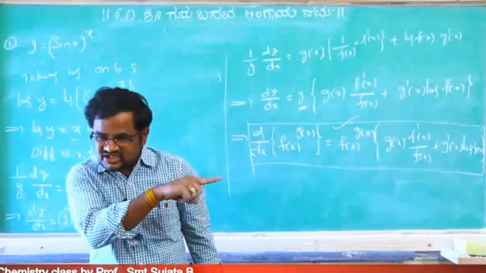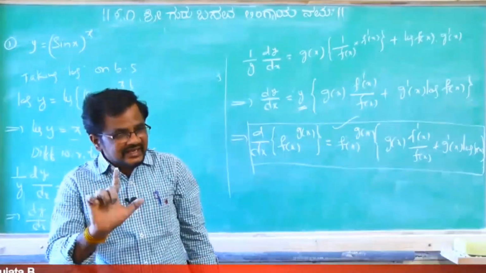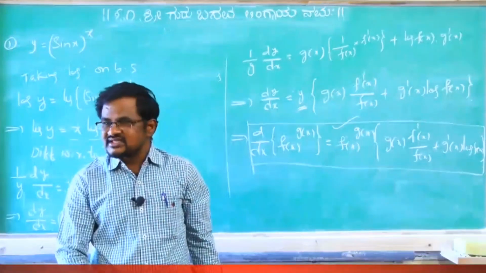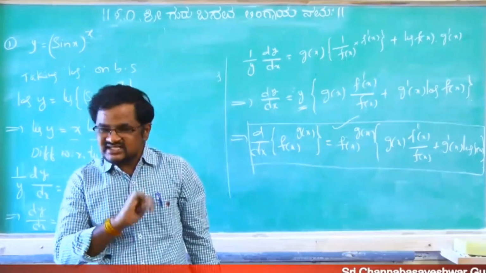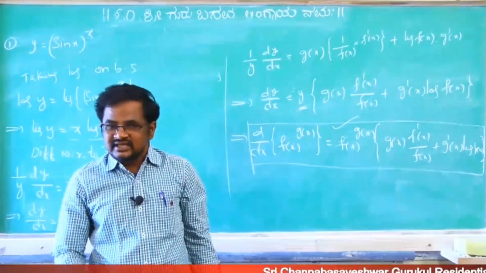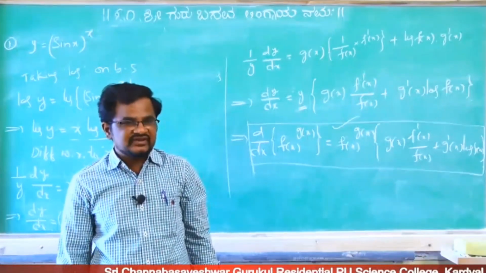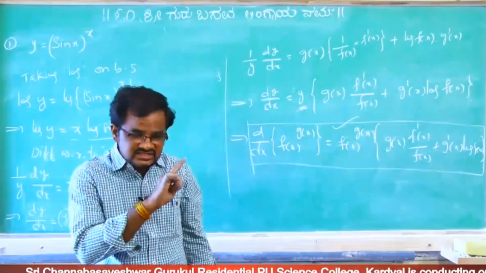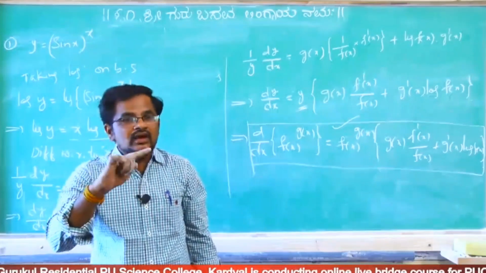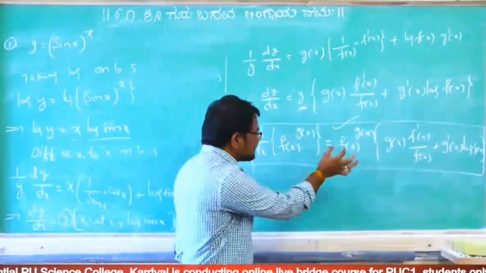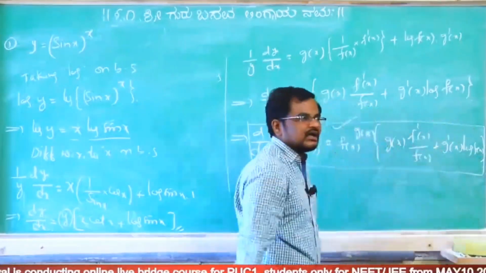Okay. Now what is the differentiation? Observe. It equals f of x whole power g of x into g of x, next differentiation of f of x means f dash x by f of x, plus g dash of x, next log of f of x. Once again, f of x whole power g of x into g of x f dash x by f of x plus g dash of x into log of f of x. Means here g of x, here g dash of x, here f dash x by f of x, here log of f of x.